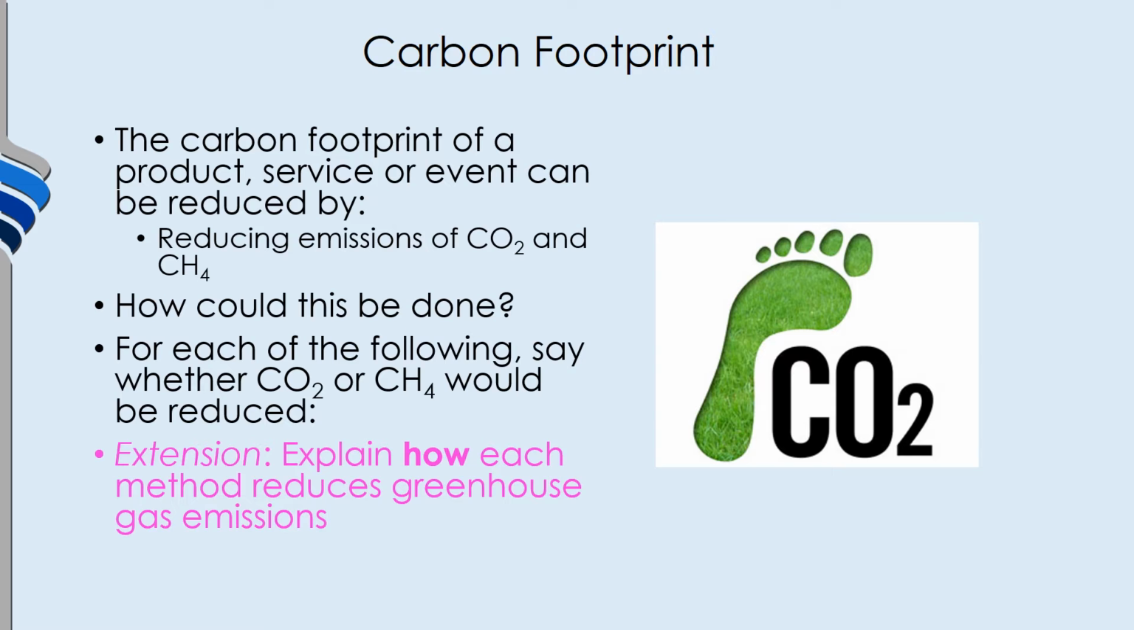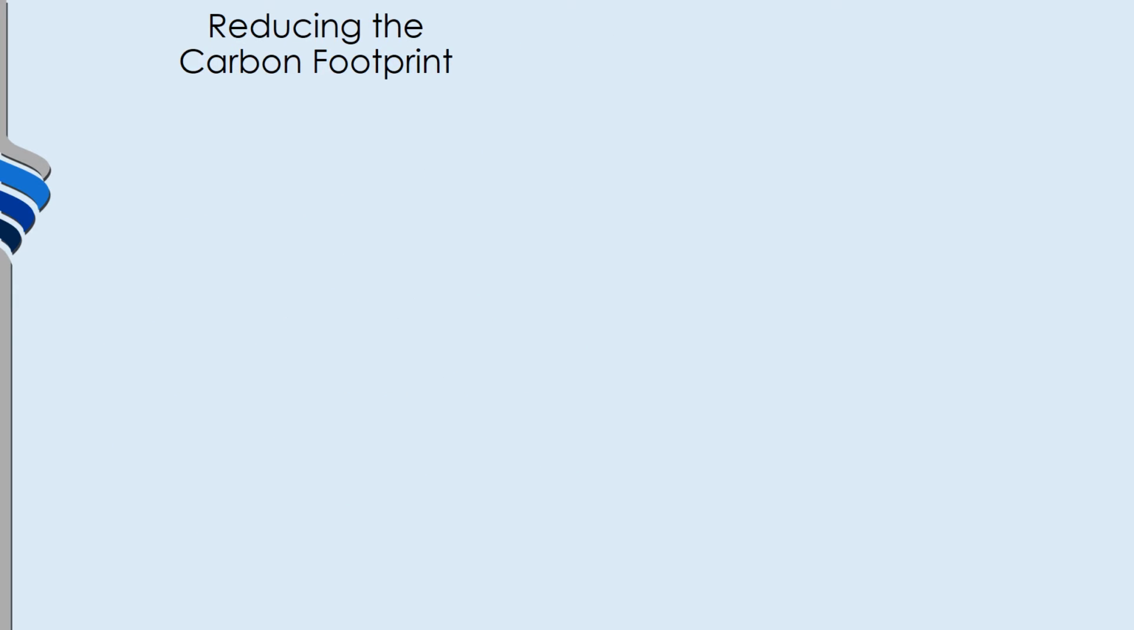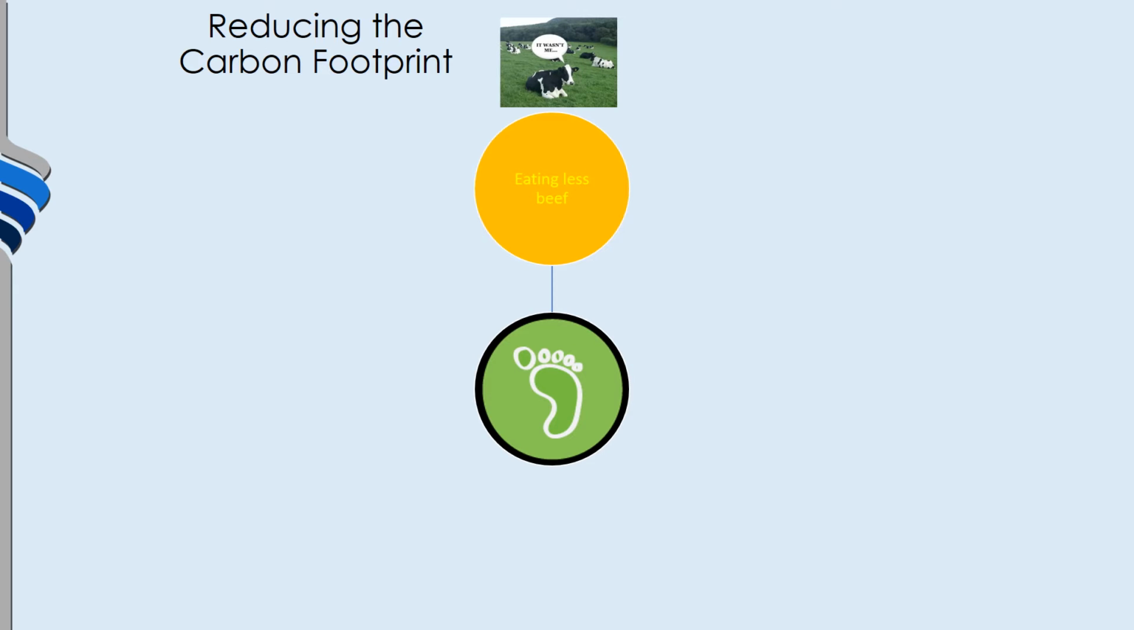Okay, so add any that we talk about to your notes, or tick off ones that you have mentioned as we go. So one way in which we can reduce our carbon footprint is eating less beef. Now it's several different cattle and farmyard animals that produce methane, but cows are particularly bad because of the way their digestive system works.